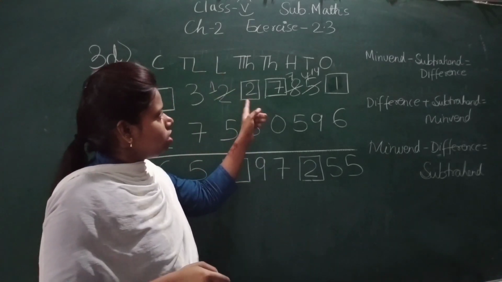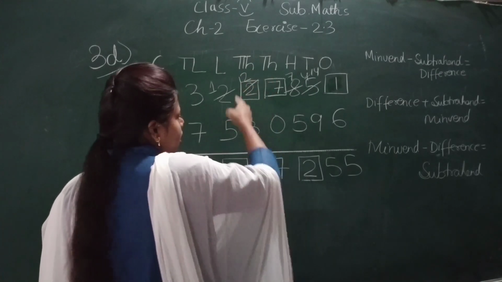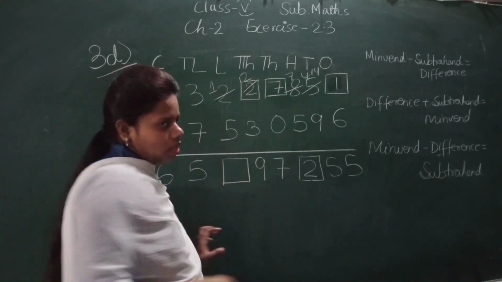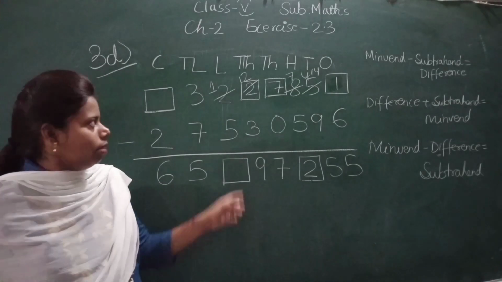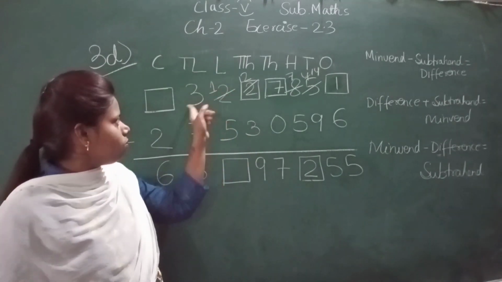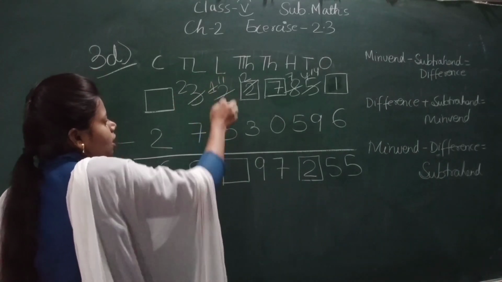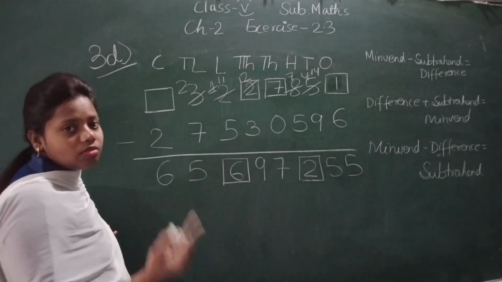Now can you see? This has become 12. Now 12 minus 3 is 9. Now this is 1. From 1 we cannot subtract 5. So this will take 1 as borrowing. So this 3 will become 2 and this 1 will become 11. Now 11 minus 5 is 6.